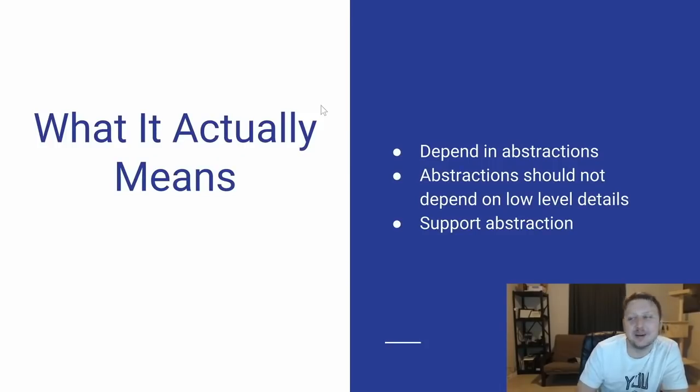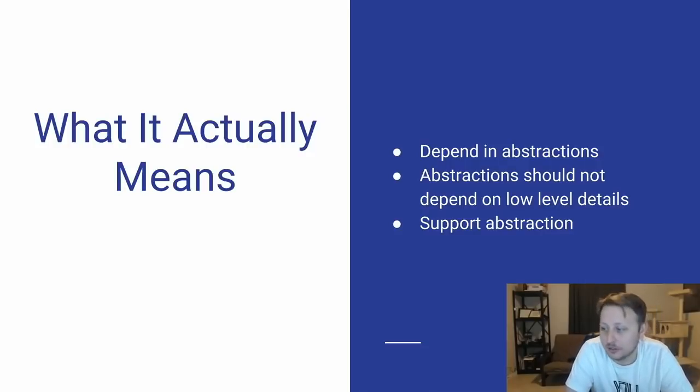Well, three main things, and I kind of duplicated the first and second one. We want to depend on abstractions. And abstractions should not depend on low-level details. And we just want to generally support abstracting our code.